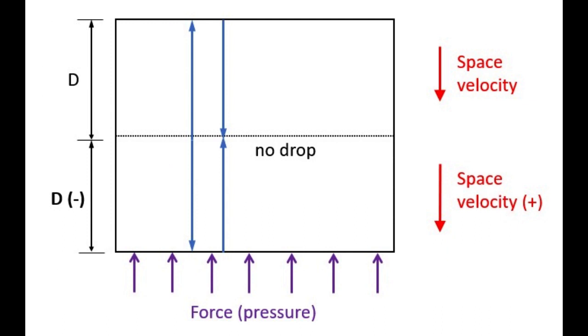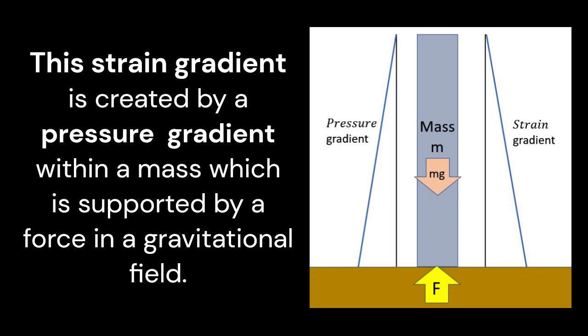The corollary is that in order for a mass particle to not drop when it's in an acceleration field, there needs to be some force underneath which causes a strain gradient. In other words, the lower half of the particle must be compressed more than the upper part of the particle, such that the energy does return to its initial starting point when it's cycling. This strain gradient within a mass is created by a pressure gradient within a mass, which is supported by an upward force in a gravitational field.